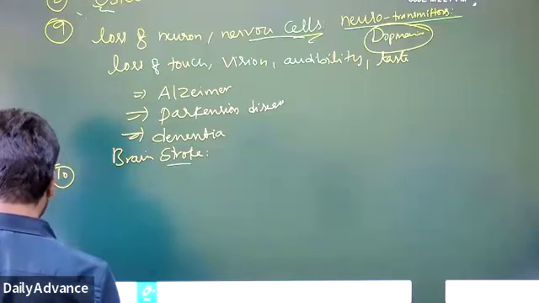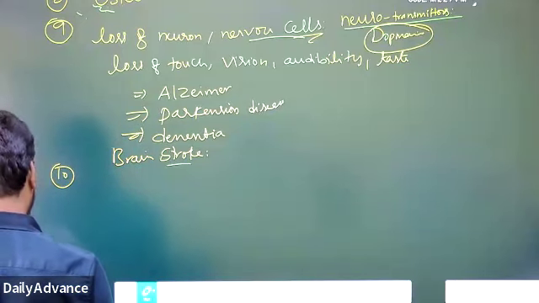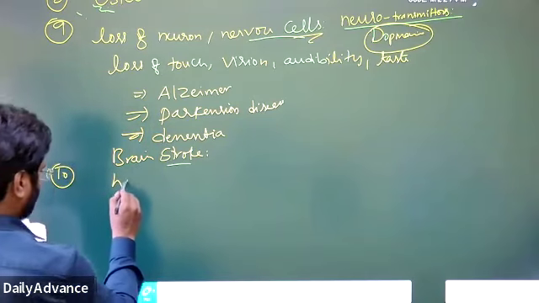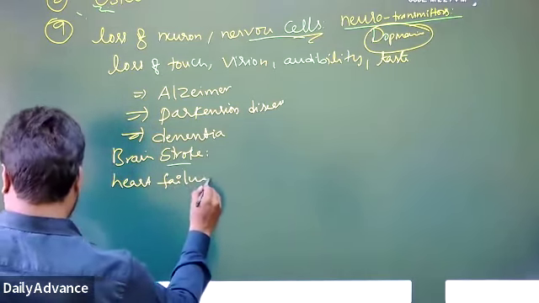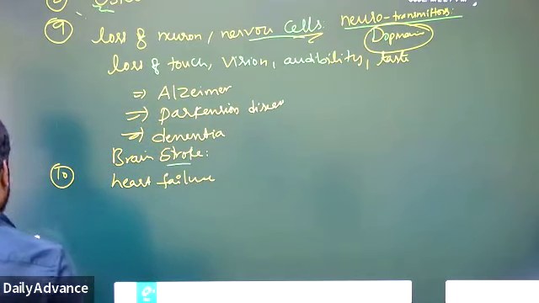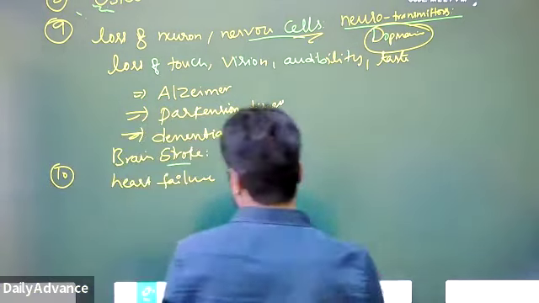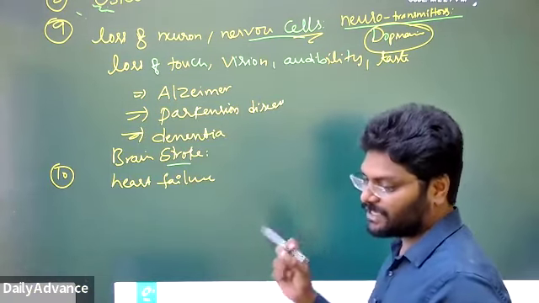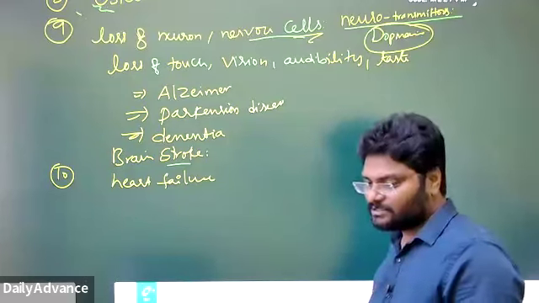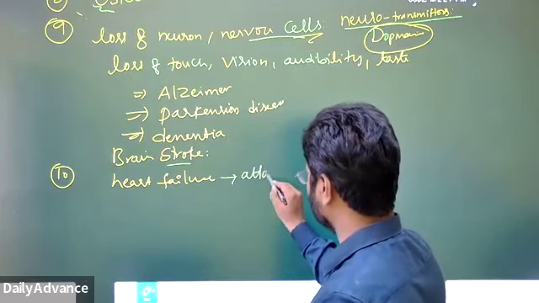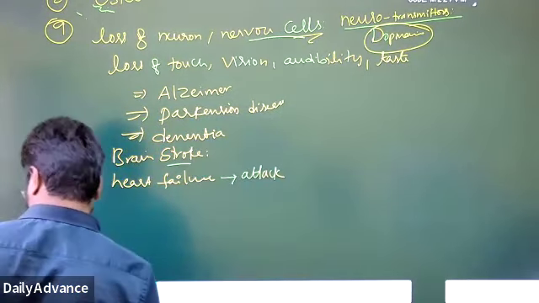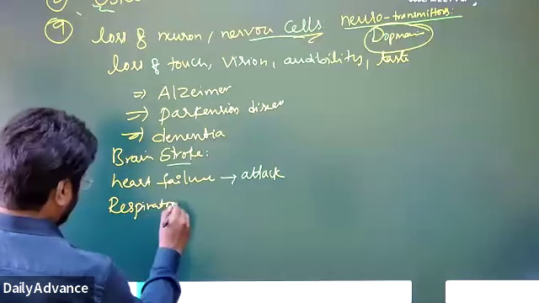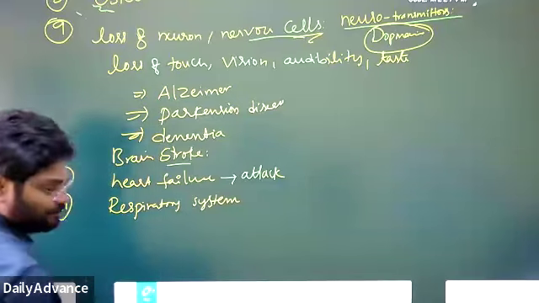So the 10th one, you can see some problems are there. Next, heart failures. Why does heart failure occur? The arteries or vessels are deposited with fat and everything, so the pumping of the blood becomes difficult. The vessels become narrow due to deposition of fat. So heart attacks are common due to narrowing of the vessels. Next one, respiratory system problems, lung problems. Inhalation and exhalation become difficult.